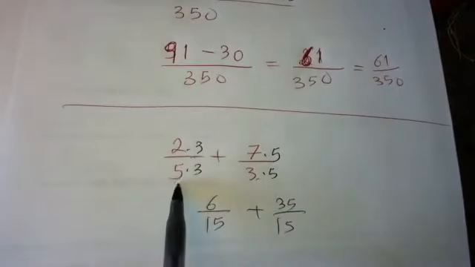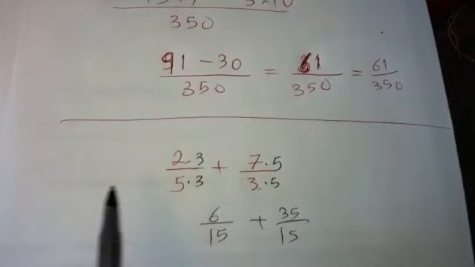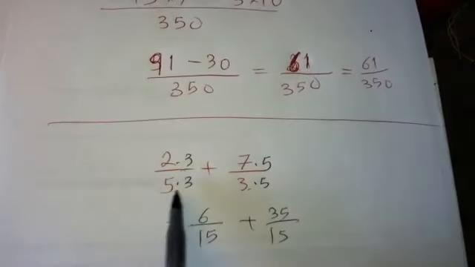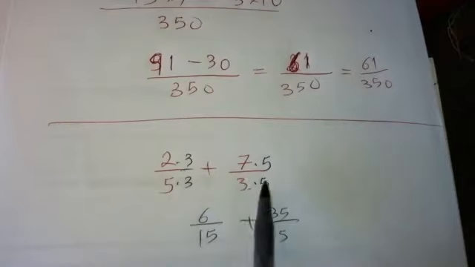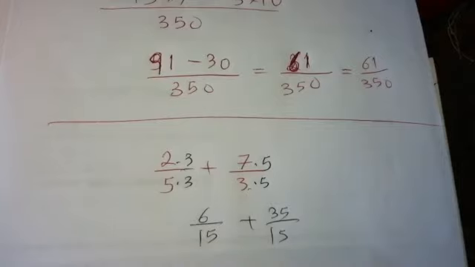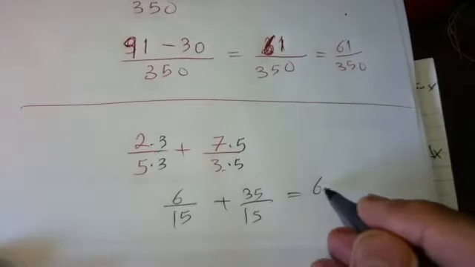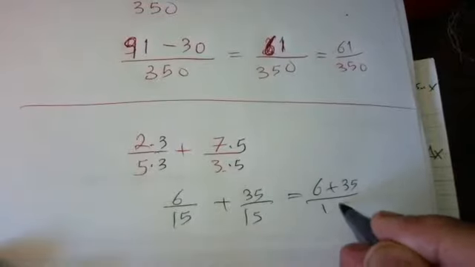So one denominator is 5, one denominator is 3. This one doesn't have 3, so multiply by 3. This one doesn't have 5, so you put 5 and a 5. See, both have the same denominator. Now you could add them. You could just say, okay, 6 plus 35, whatever that is, over 15.